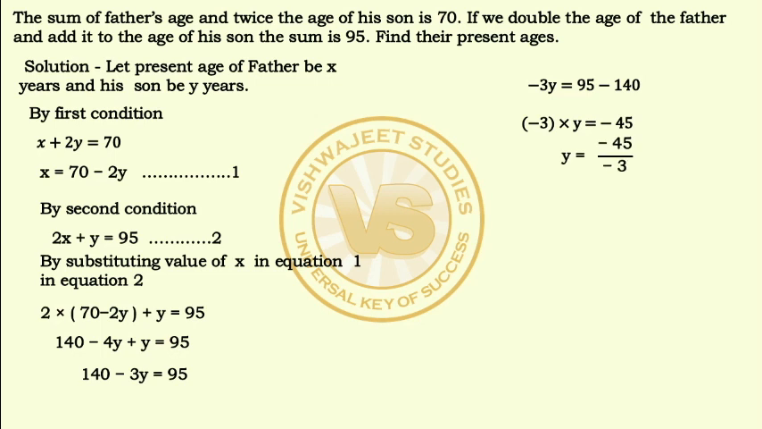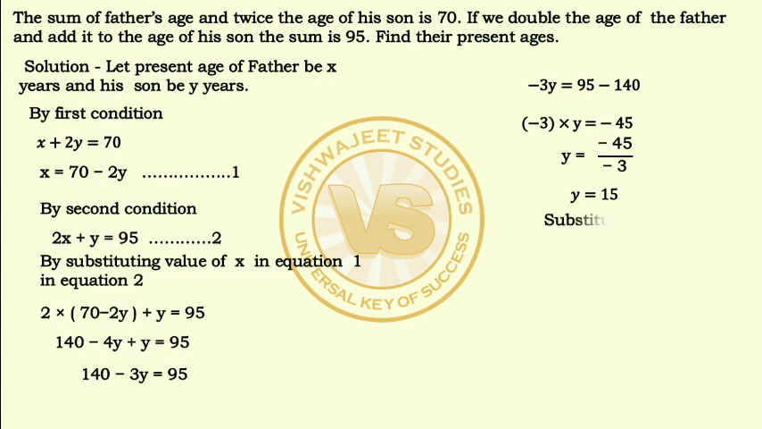We get the value of y by dividing -45 by -3. After division, y = 15, which is a positive number because division of a minus sign numerator and denominator gives a positive sign. So we get here y = +15.